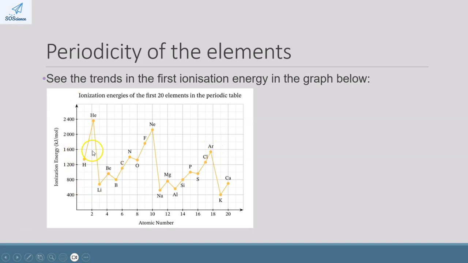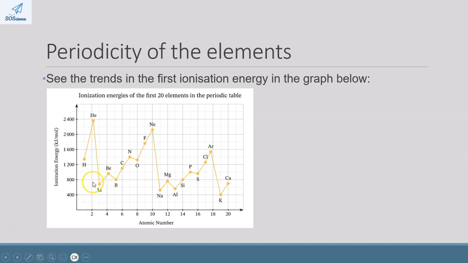If we look here at hydrogen, it takes about 1,200 kilojoules per mole, that's the unit of measurement, to remove hydrogen's outermost electron. It only has one electron anyway. Whereas helium has 2 electrons in n equals 1, and removing the first electron takes 2,400 kilojoules per mole. So it's almost double the energy it took to remove hydrogen's outermost electron. And the question here is why.